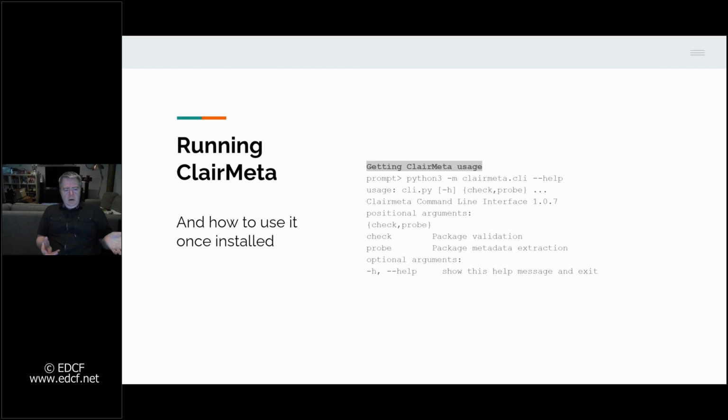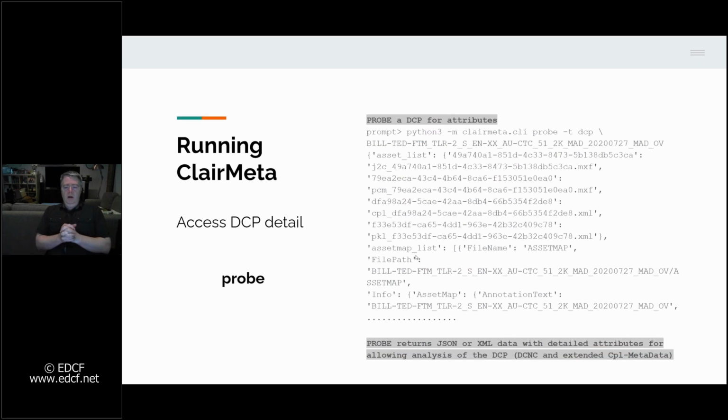Now, let's have a quick look at running the tool and what you'd expect to get or how to use it. Once you've installed it, you're basically calling the library here, and it comes back with the use models. You've got a check and a probe that you can do. The probe is very useful because it turns all the data about the DCP into what's called a JSON or an XML file, which you can then use to do anything you want with.